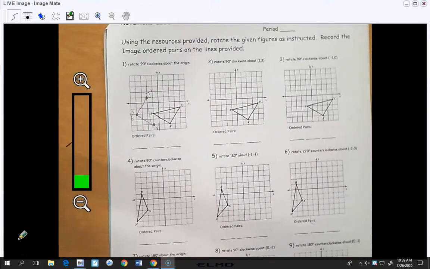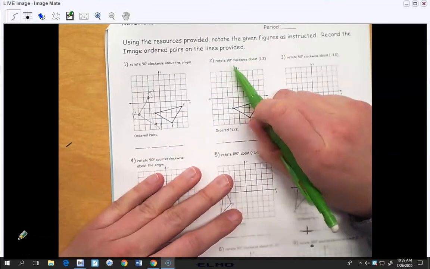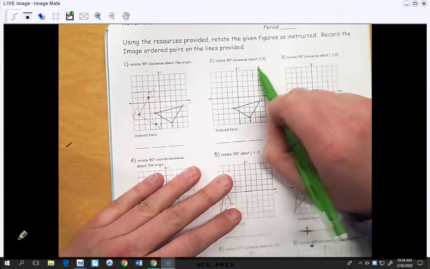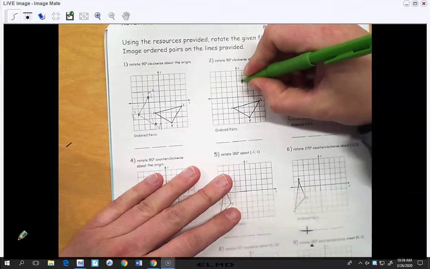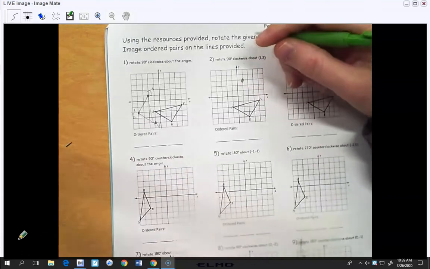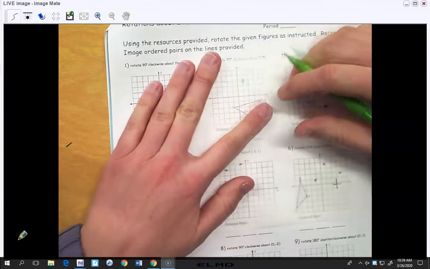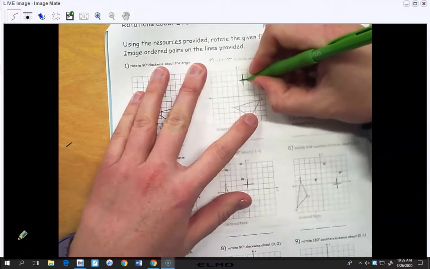All right, to rotate around a point that is not the origin. So this one, you want to rotate 90 degrees clockwise about 1, 3. So I start by putting a dot at 1, 3. Remember, 1, you go over, 3, you go up. That is my dot. So then, instead of putting the T at the origin, I'm just going to put the T here at the dot.